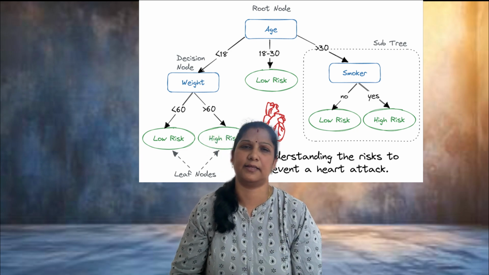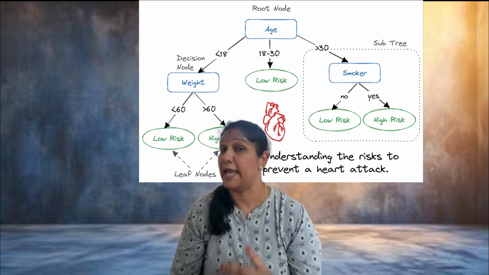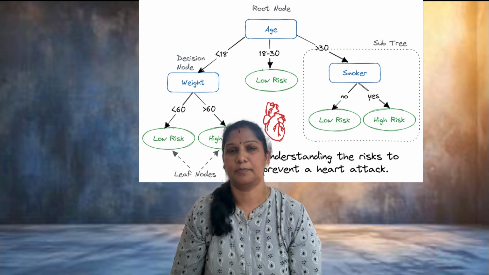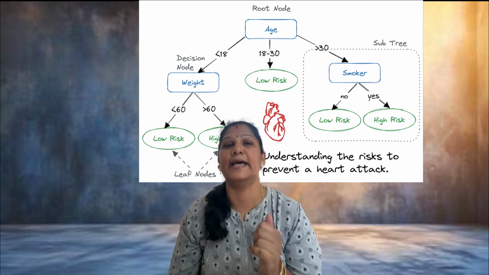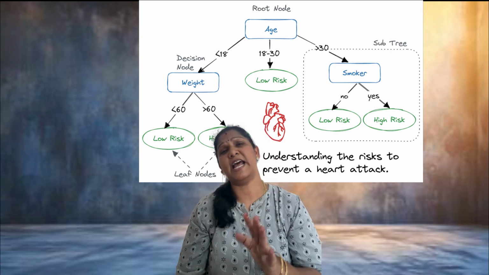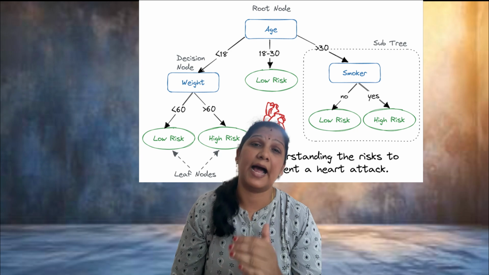Its biggest strength: it's easy to understand, even for non-tech folks. It's quick and doesn't need feature scaling. It naturally handles both numerical and categorical data. But beware, decision trees can overfit, especially if they grow too deep, like asking too many questions and ending up with overcomplicated logic. So that's why we prune them, literally trimming the tree to keep it smart and simple.